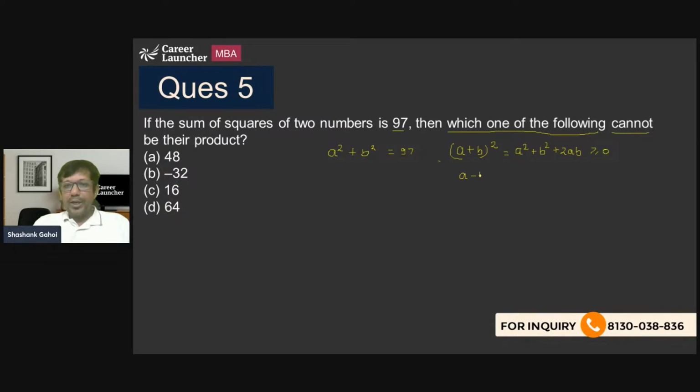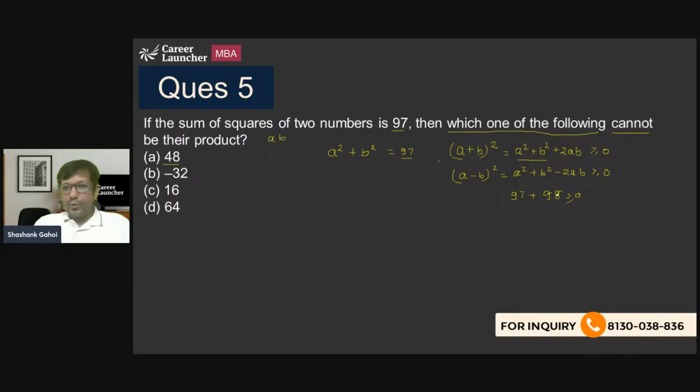Second value is going to be a minus b whole square, that is equal to a square plus b square minus 2ab, that is always going to be greater than or equal to 0. And that's what we are going to do here. So a square plus b square is going to be 97. So 97 plus 2ab. So 2ab means 2 into 48, oh sorry, 2 into 48, because we are talking about the product. Product is what? ab. So 2 into 48 is 96. Is it greater than 0? Yes.